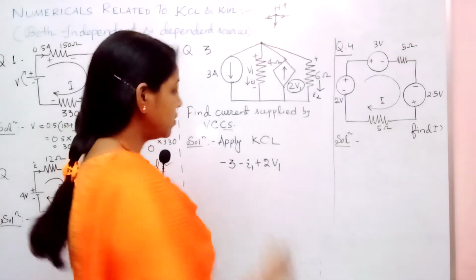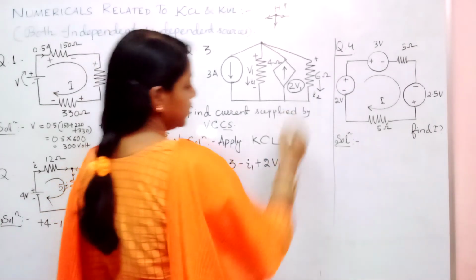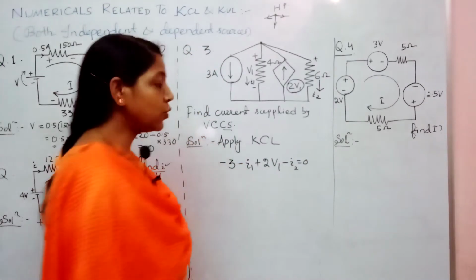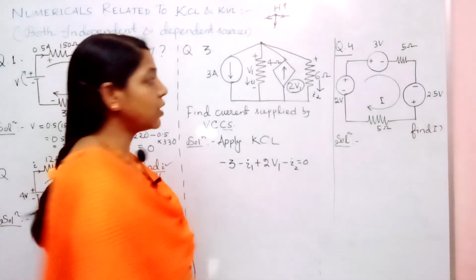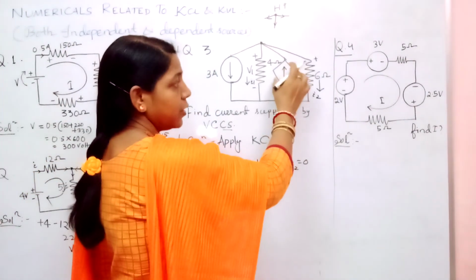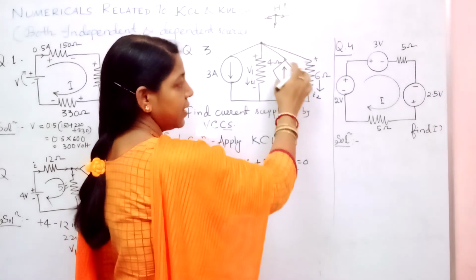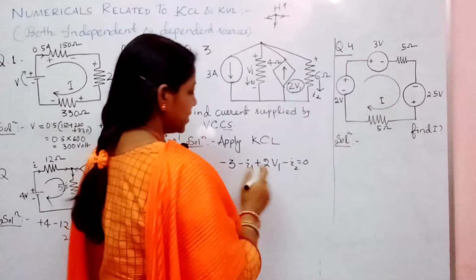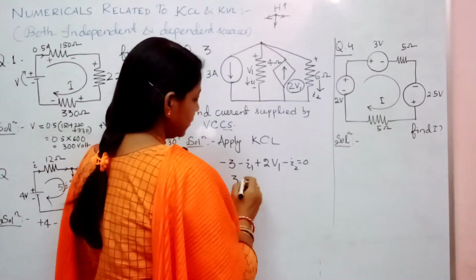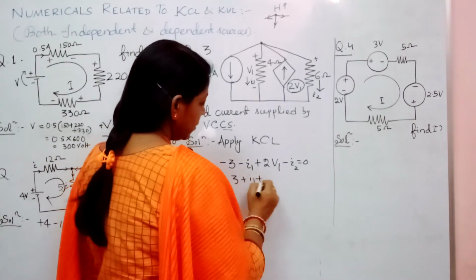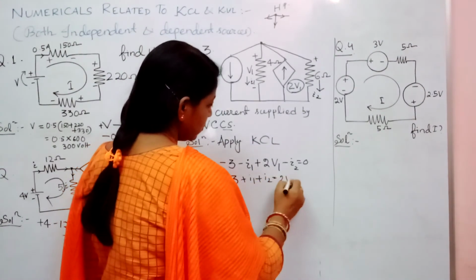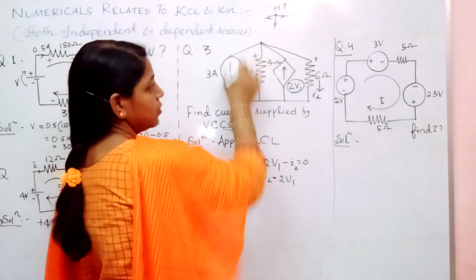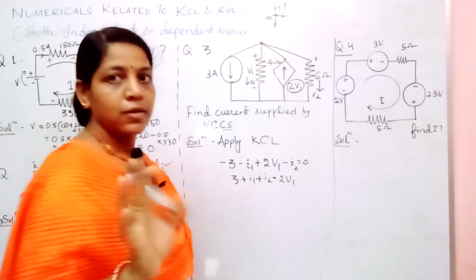That is the logic. So hence 2V1, minus I2 equal to 0. Total incoming current is equal to total outgoing current. This is one incoming current. So directly I can write it as 2V1 equal to 3 plus I1 plus I2. So 3 plus I1 plus I2 equal to 2V1. Total incoming current is equal to total outgoing current.